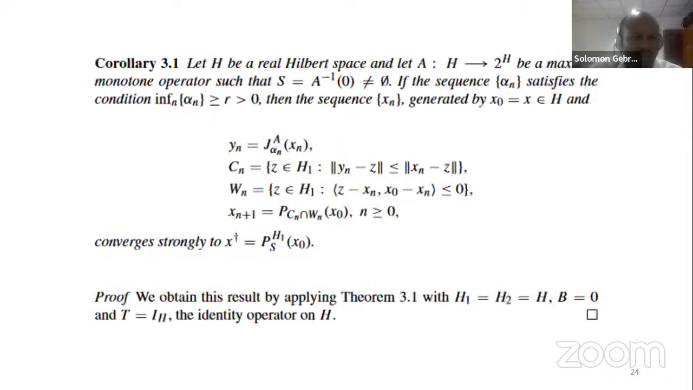As a corollary, by removing Zn and removing the set Qn, you can have a corollary. You can simply prove this by taking H1 equal to H2 equal to H, and B equal to simply zero, and T equal to the identity operator on H. This is a corollary. These are the references.